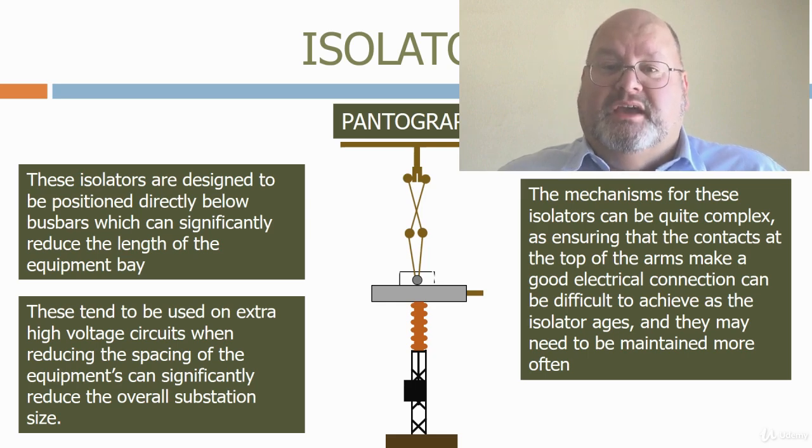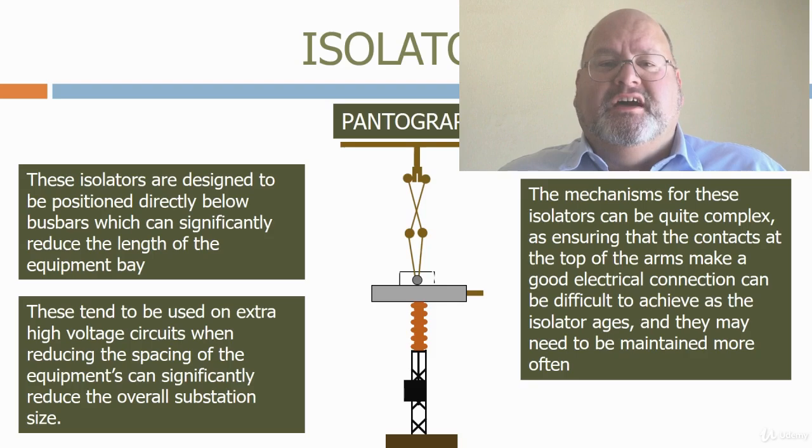Isolators come in all shapes and sizes, and the substation designer needs to pick the type required based on the configuration of the substation and the land available to build it on. The most common type used in air-insulated substations is the centre post isolator due to its simplicity and low cost. Pantograph isolators are the most recent type to be introduced. These allow isolators to be placed directly under the bus bars, which reduces the overall size of the substation, and tend to be used on high voltage substations.